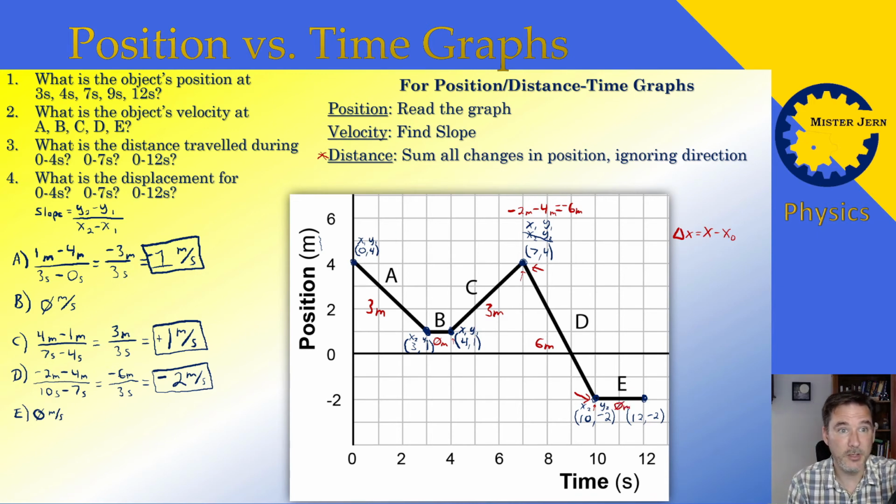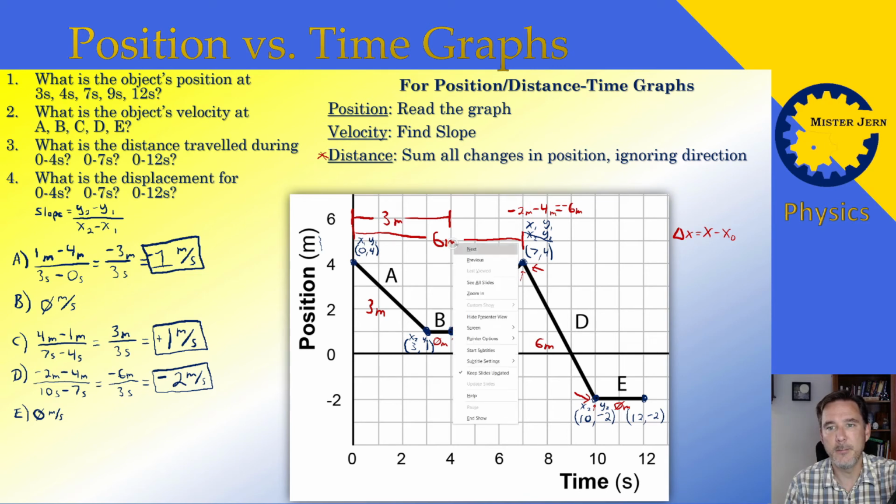So to answer the question, from 0 to 4 seconds, the distance traveled is 3 plus 0, so 3 meters. From 0 to 7 seconds, let's go to 7, which is right about here. Looks like the change is 3 plus 0 plus 3 going back. Direction doesn't matter because you still have to travel that. So the total is 6 meters.